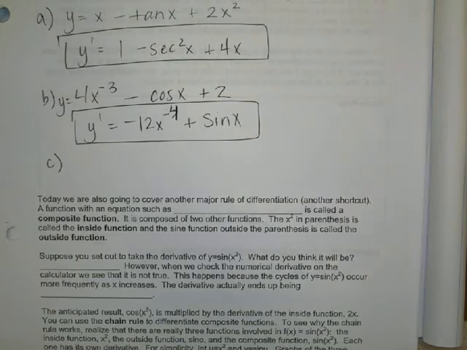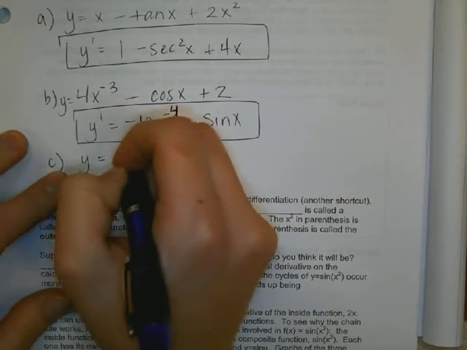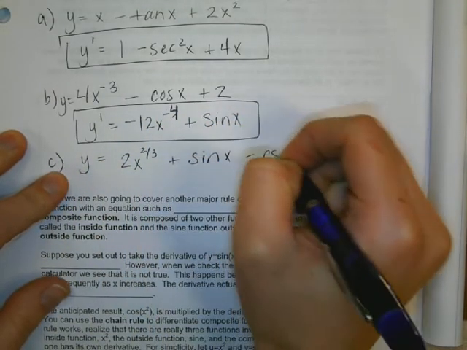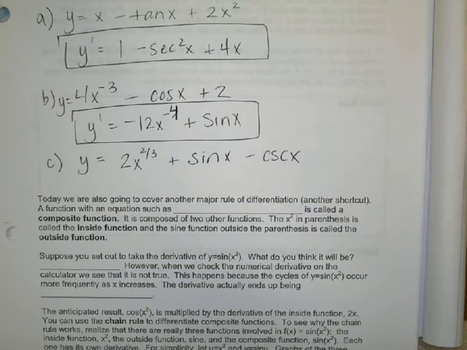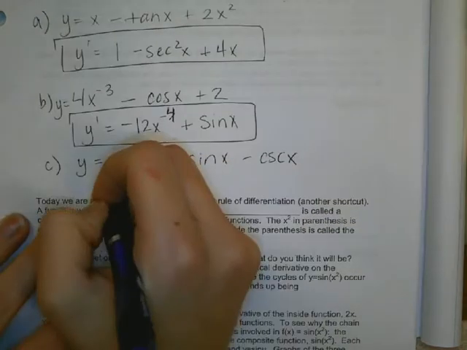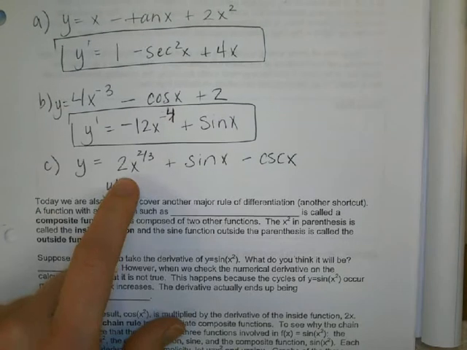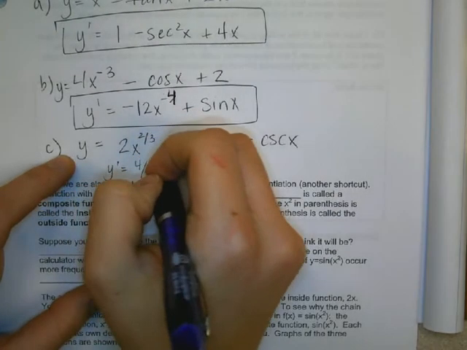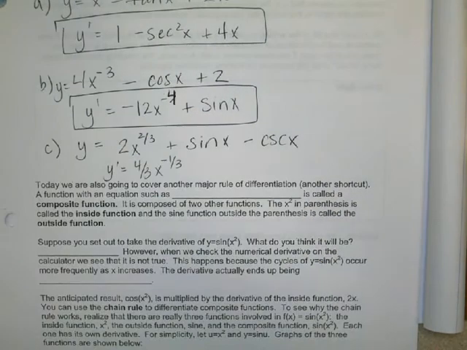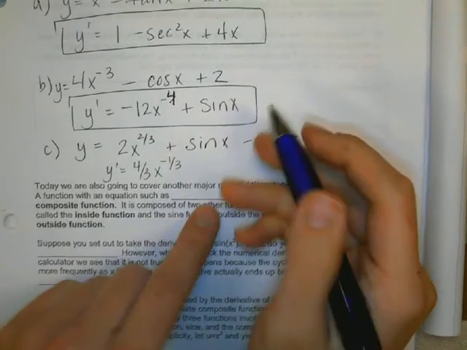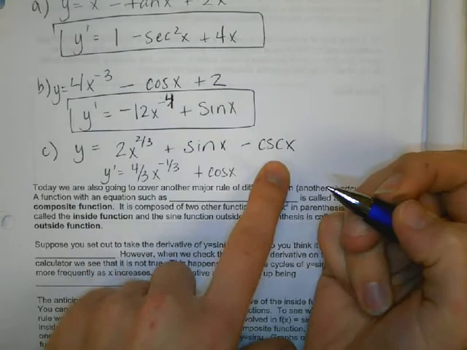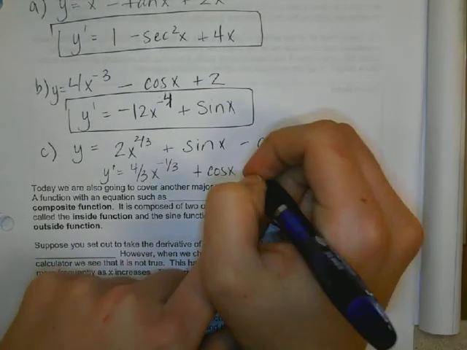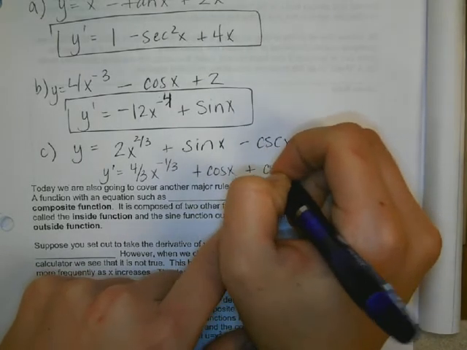Okay. Let's look at one more. So notice here I'm starting to mix some functions. I'm starting to throw in some trig functions with power functions. Alright, the derivative of 2x to the 2/3 would be 4/3 x to the negative 1/3. The derivative of sine is cosine. And the derivative of negative cosecant is negative cosecant x cotangent x. So since there's two negatives there, we're going to make that a positive.